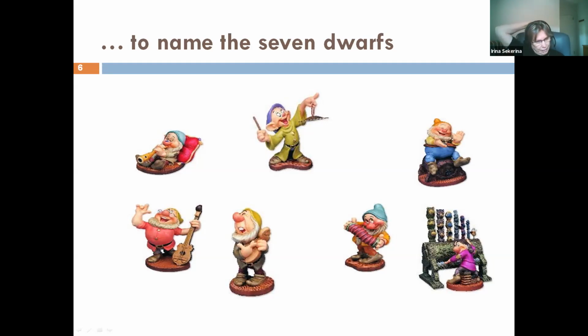Okay. So let's do chat. I guess it will be a little faster. So type in the names of the 7 dwarfs in the chat. Okay, remember there are 7.